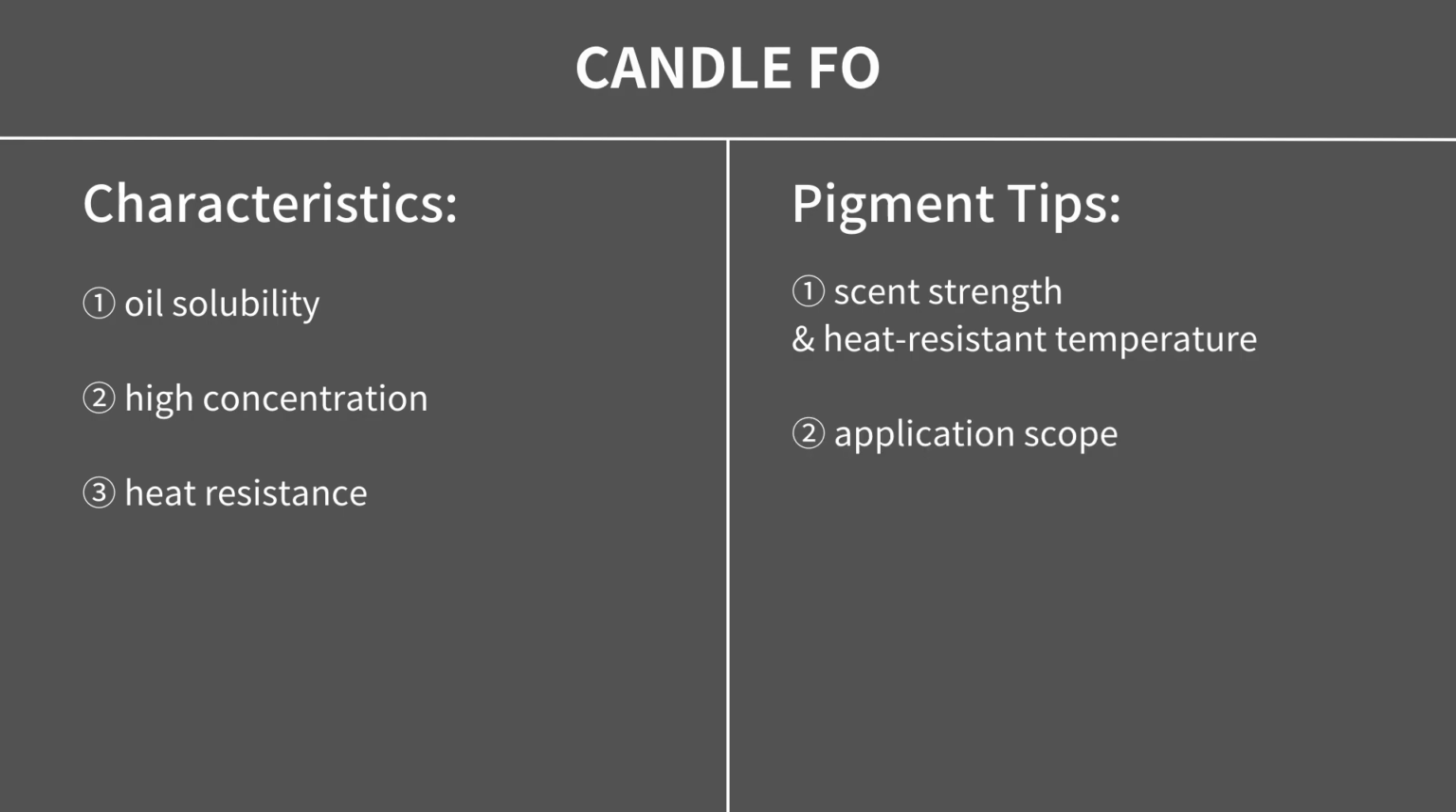The second indicator is the application scope, which ensures that it can be applied to candle making. The third indicator is quality standard, such as whether it's phthalate-free and whether it meets IFRA standards. This can not only provide customers with high-quality products, but also provides us candle makers with a safe production environment.